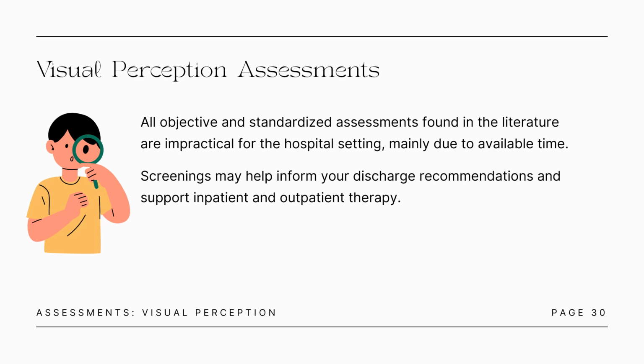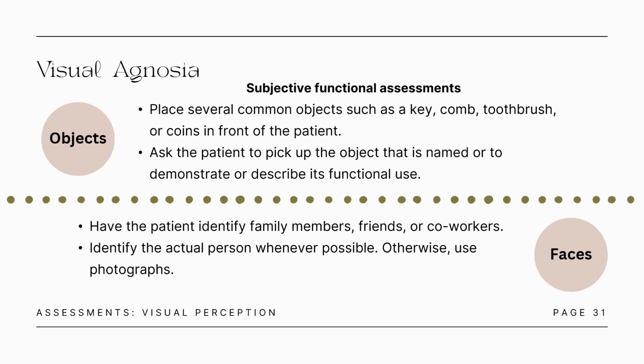However, some basic visual perception screenings may help inform your discharge recommendations, and they'll definitely support inpatient and outpatient therapy for your clients. A simple, quick screen for visual agnosia is to ask your patient to pick up or point to an object that you name. And you're doing this all the time when you do grooming tasks. If a person can find and pick up their toothbrush when you ask for it, or the hand soap, then you can check this one off your list. If they're having trouble with it, you might downgrade the task by placing several items in a row in front of the patient to remove some of the other stimuli from the equation.